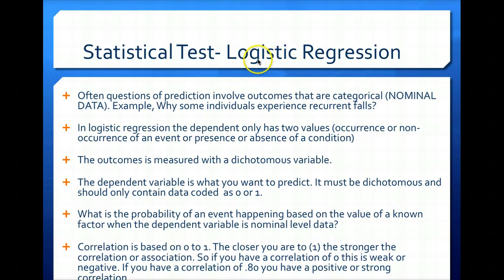But specifically for LR, you're trying to understand what is the probability of an event happening based on the value of a known factor when the dependent variable is nominal level data.